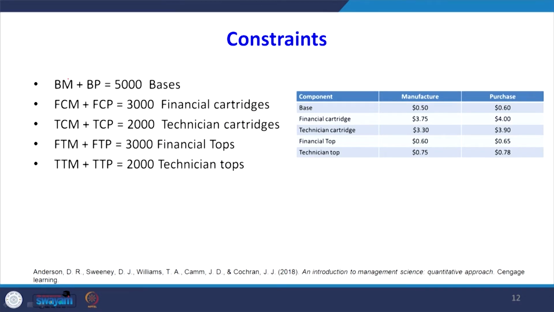So, for each variable, when you add B manufacturing and B purchasing, the total should be 5000. Okay. For the second one, financial cartridge, we can manufacture and purchase, that should be 3000. Technician cartridge, whether manufactured or purchased, should be 2000. So, these constraints are given.